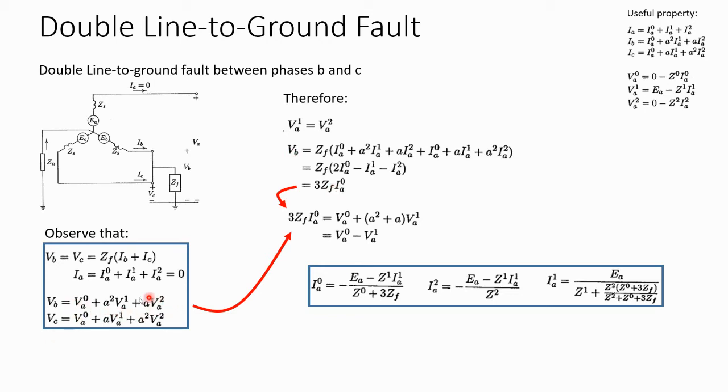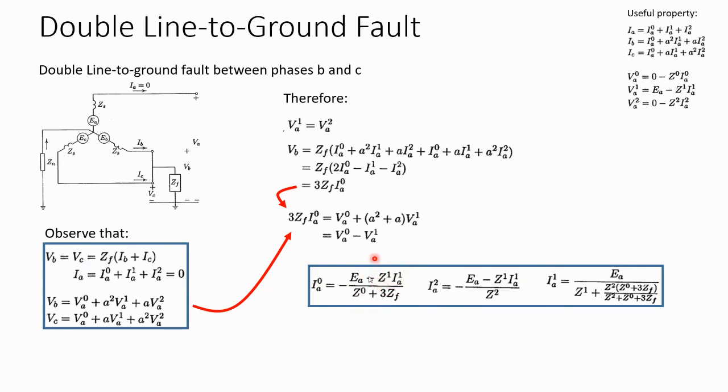So VB is equal to this because VA1 and VA2 are equal to each other. We can take these expressions and apply them into here, and VB will simplify and become these expressions. And from our previous derivation, VB is also equal to this. Therefore, this and this are equal to each other, like this, and this can be further simplified into this form. From here, we can rearrange the equations by taking 3ZF over to the other side, and we get IA0 equals this.